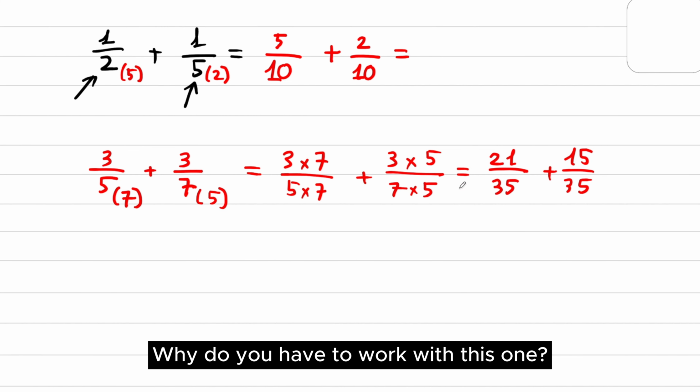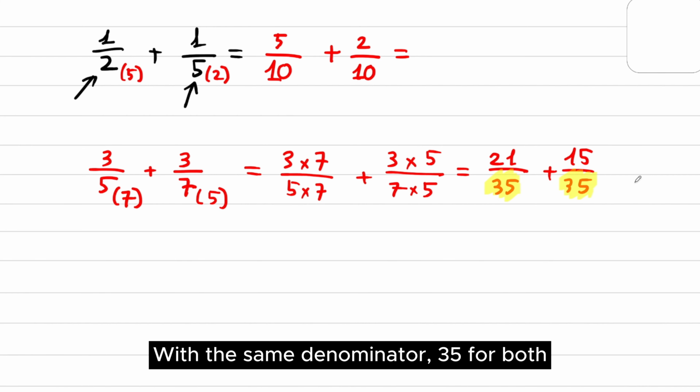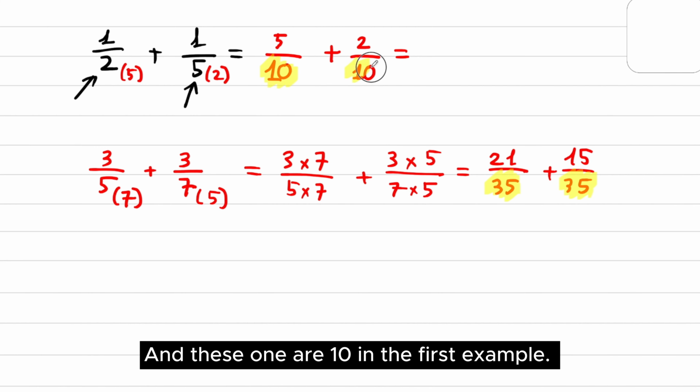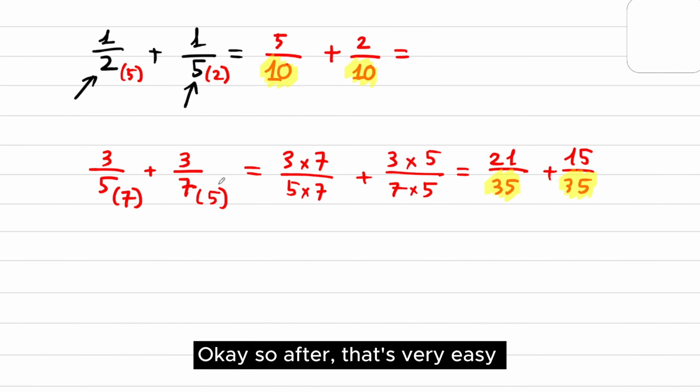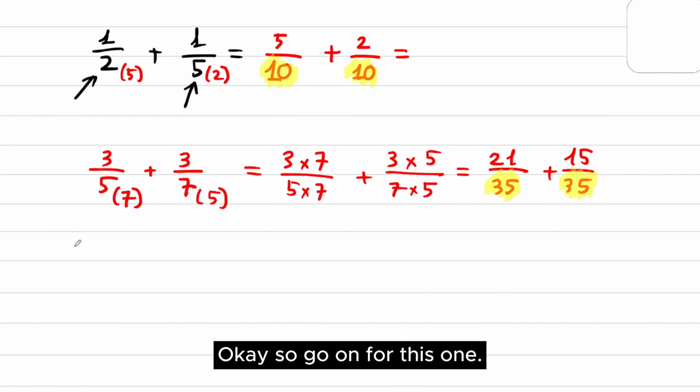So why do you have to work with this one? Because after this bracket, you will have new fractions with the same denominator, 35 for both of these, or 10 in the first example. Okay, so after that it's very easy to take addition or subtraction or another operation. Okay, so go on for this one.